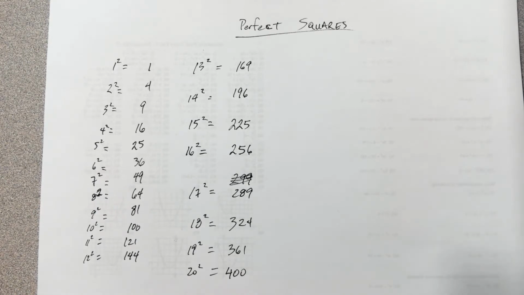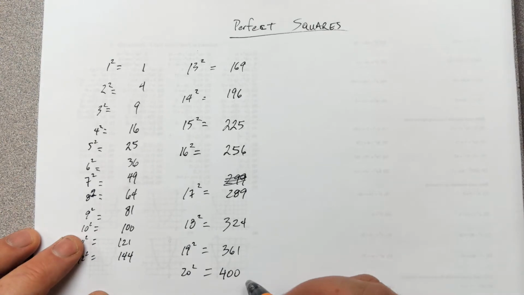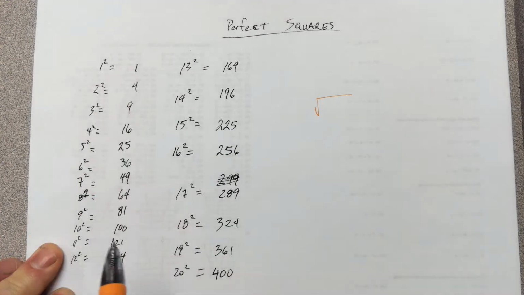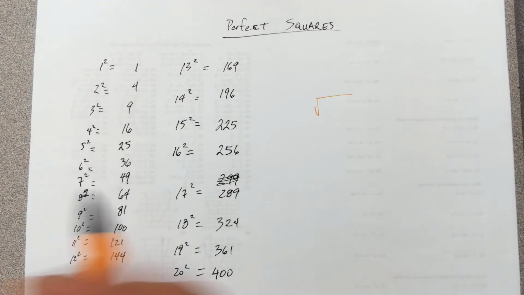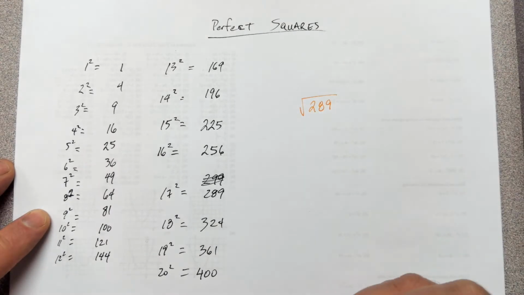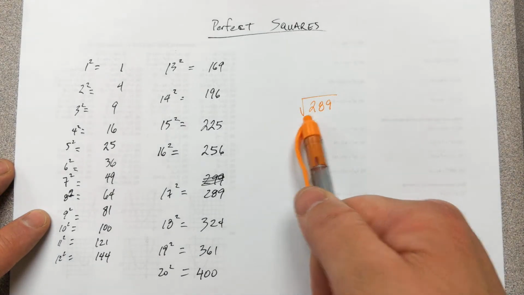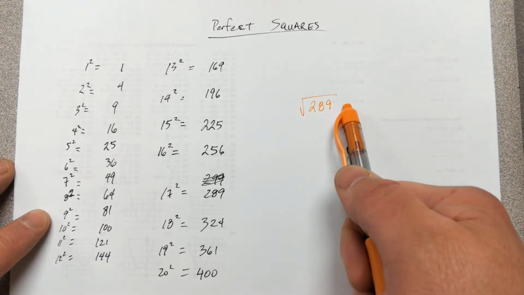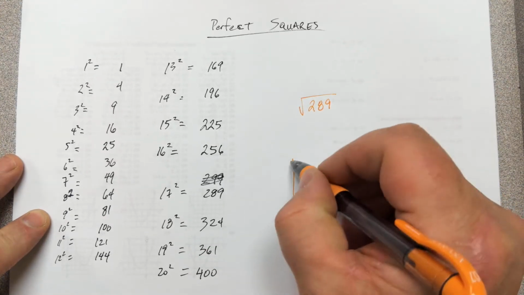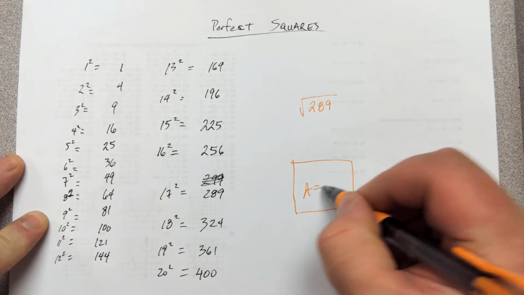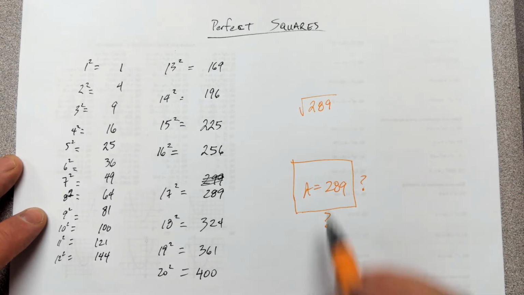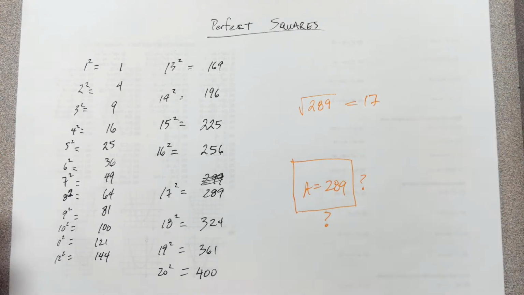So if you were asked a square root, and the radicand was any of these numbers, it should be really, really easy. For example, let's use our favorite one today, 289. The square root of 289 is asking what number times itself equals 289. That's 17. It's like saying there's a square, and the area of the square is 289. How long is the side? That's what this is asking. So it's 17.